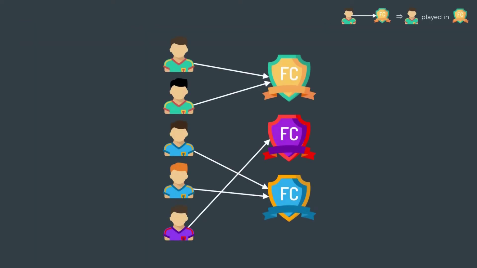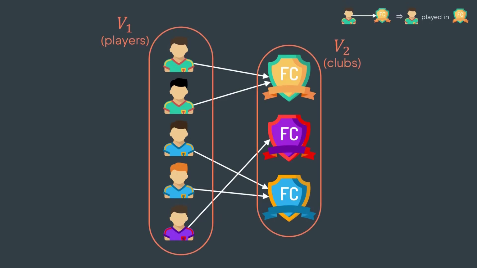Let's suppose that we have players and clubs that we want to represent in a graph where an edge from A to B means that the player A played in the club B. The graph that we get is bipartite because we can partition the vertices into a subset V1 that represents players and a subset V2 that represents clubs. And we can't have an edge between vertices of V1 because a player can't play in a player. Same thing for V2, a club can't play in a club. The relationship can only be between a player and a club.